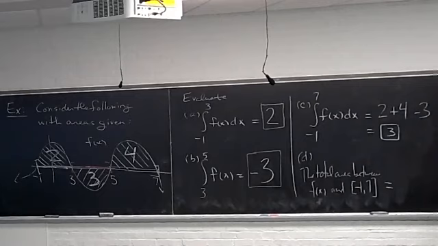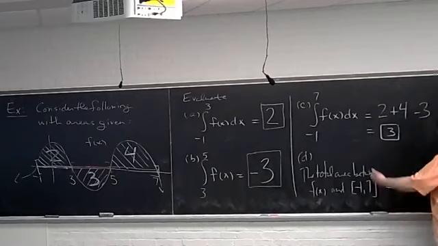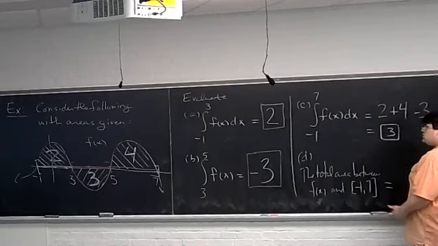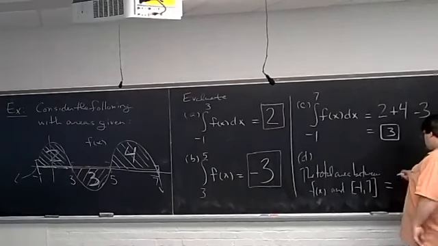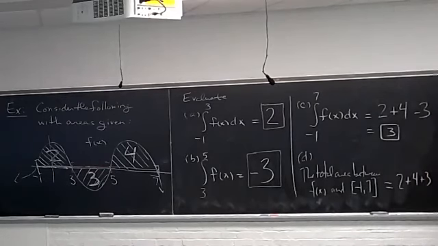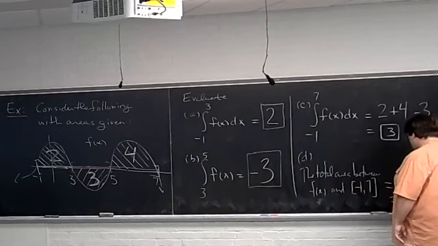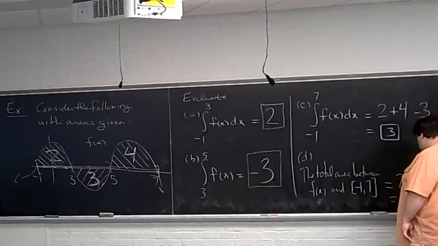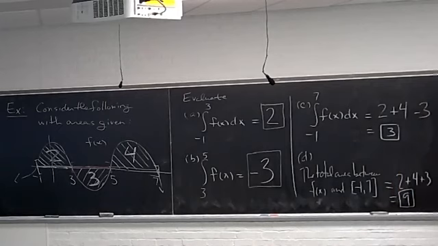Okay, what about part D? Part D doesn't ask for an integral, it asks what is the total area? The total area sees every area as positive. So 2 plus 4 plus 3, they're all positive as far as total area computation is concerned. 2 plus 3 plus 4 is 9. Any questions about part D? Well, any of these parts really?